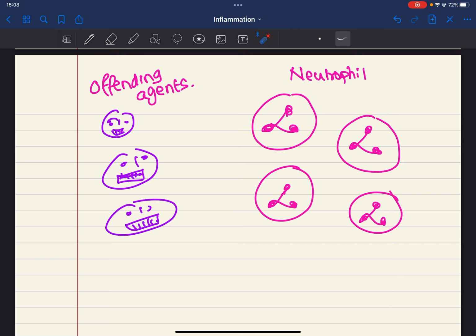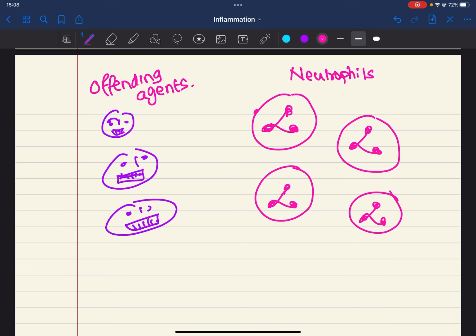Let me say neutrophil only. Now many neutrophils have entered the area of inflammation. Now what happens? How do these neutrophils recognize this bacteria or any offending agent, maybe fungi or anything? In our example, it's bacteria. So how do these neutrophils recognize the bacteria, and how do they destroy them? All these things we'll discuss in this particular video.